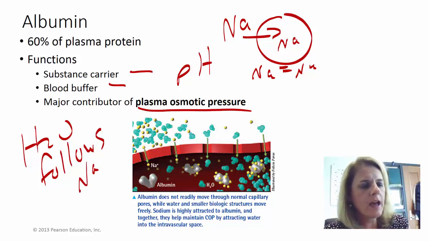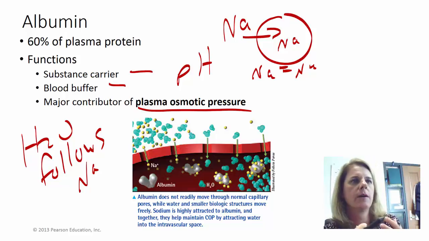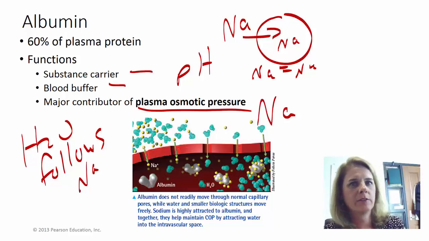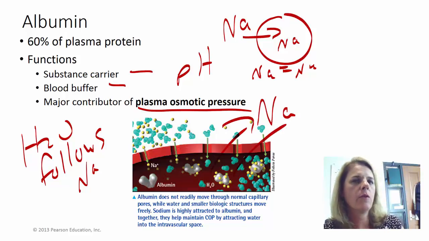And so because albumin doesn't leave the plasma, as solutes are moving in and out, you want something to stay in the blood vessel that will help hold the water in the blood vessel. So if you had a lot of sodium outside the blood vessel, just for example, all your water would leave, right? But you don't really want all your water to leave your blood vessels, because you need the volume in your blood vessels to help you maintain your blood pressure.